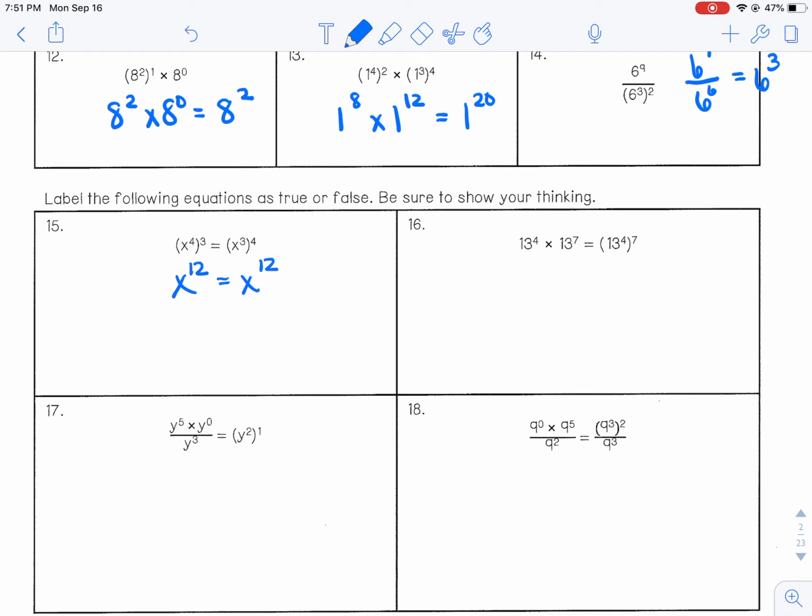So are they equal to each other? Yes, they are. This is a true statement. Let's take a look over at number 16.